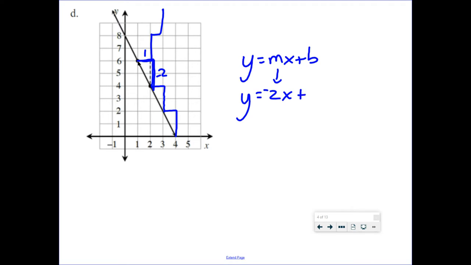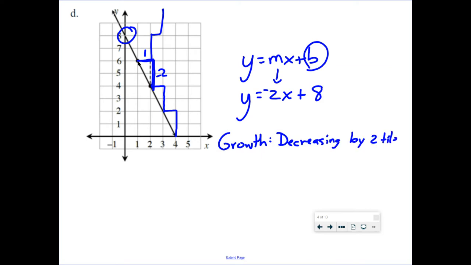Okay, and then plus b, what is my number of tiles in figure 0, or my y-intercept? 8. So plus 8. Okay, so how would you describe the growth? It is decreasing by 2 tiles each figure. And then figure 0, 8 tiles. Cool. That's a weird number of tiles, but you got what I mean, okay? All right, so that is this part.